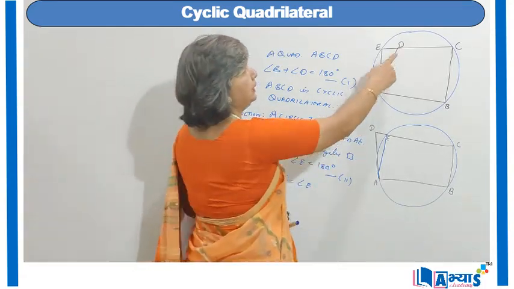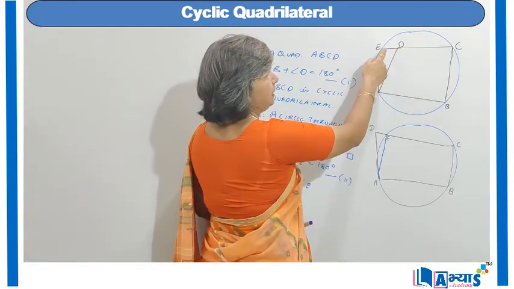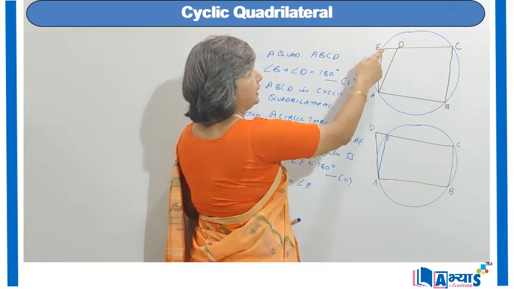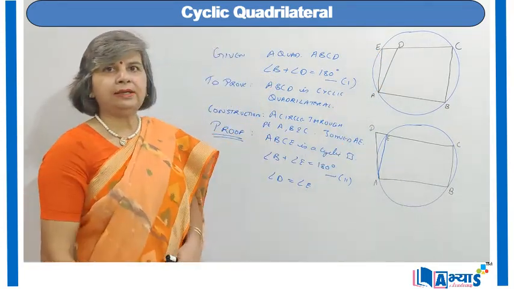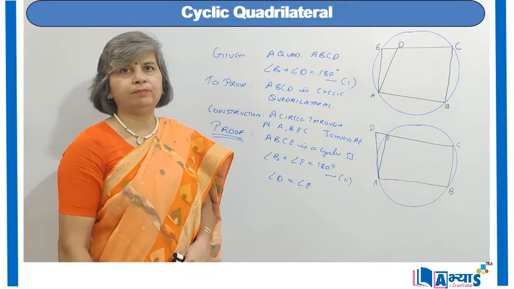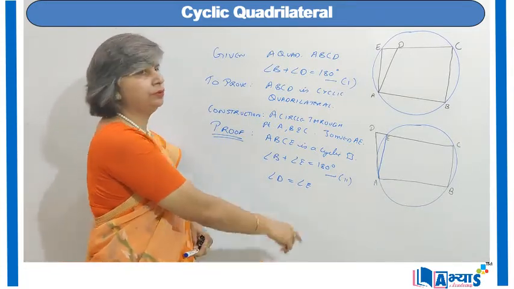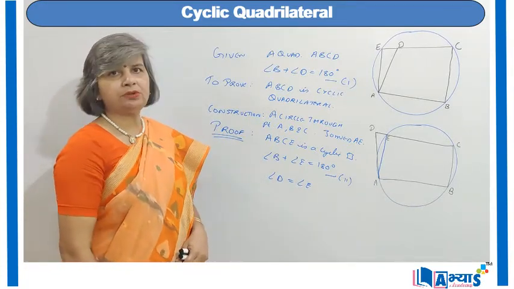So for angle D, the interior opposite angles will be angle A and angle E. So that means angle D will be greater than angle E. But we have shown that angle D is equal to angle E, so our assumption is wrong.